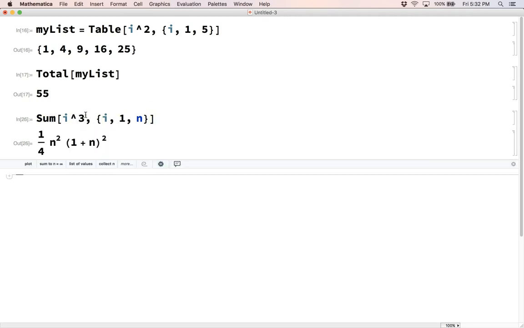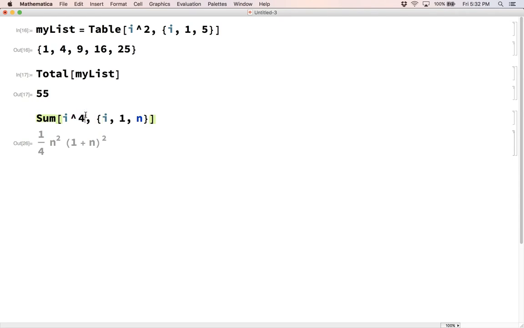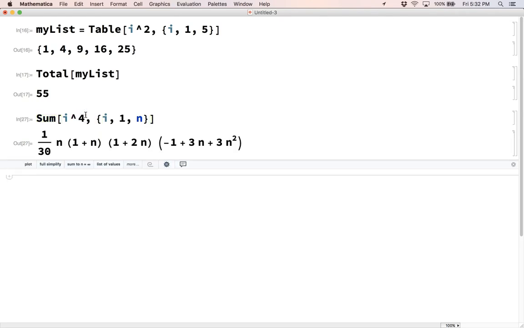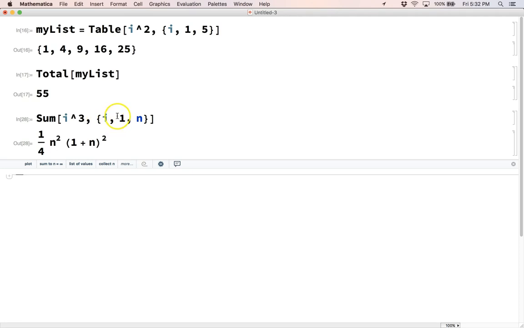Okay, and I can do the same thing for i cubed, same thing for i to the 4th. So let's go back to i cubed. So this is saying that if I add up the cubes, 1 cubed, 2 cubed, all the way up to n cubed, then there's this formula for it that doesn't involve any sigma notation. Okay, just this simple, what's called a closed expression for this sum, 1 cubed, 2 cubed, all the way up to n cubed.